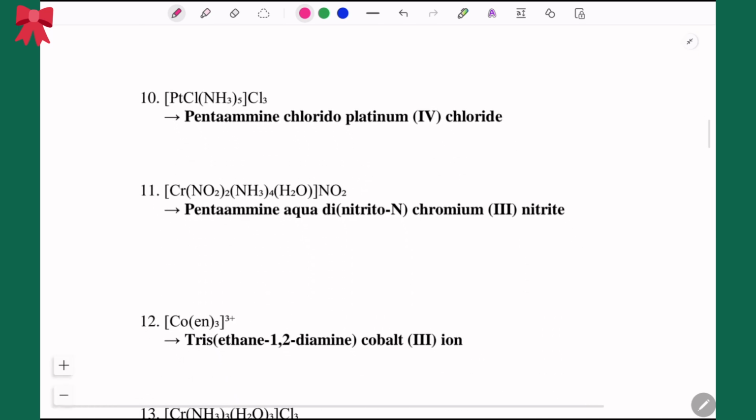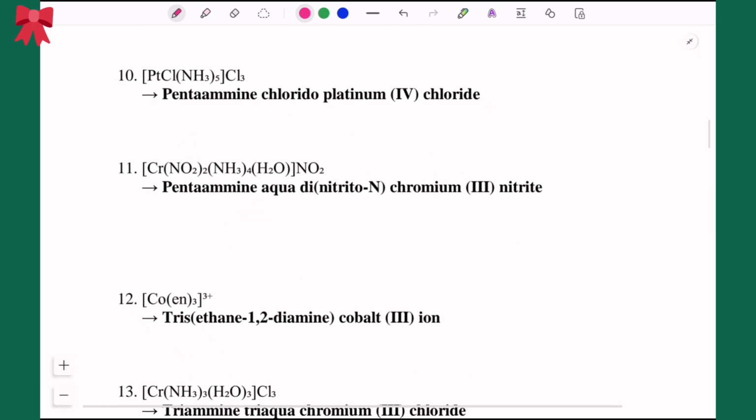The next one is again we have platinum as a central metal atom, chloride is a negatively charged ligand, ammonia is a neutral ligand, chloride is a counter ion, so we'll be writing it in the same way: pentaamine because amine is 5 times, chlorido, platinum 4 chloride. How did we get the oxidation state? We start with chlorine first, -3, this overall is +3, this is 0, this is -1, so this has to be +4.